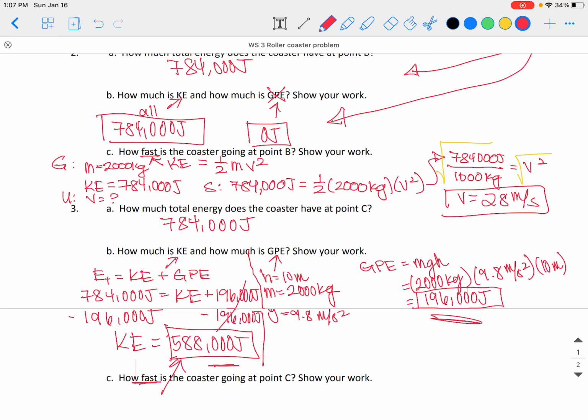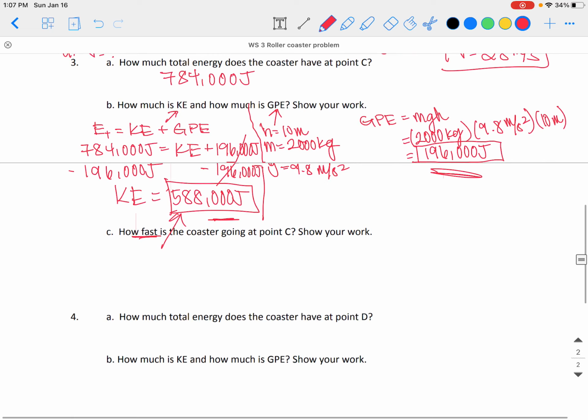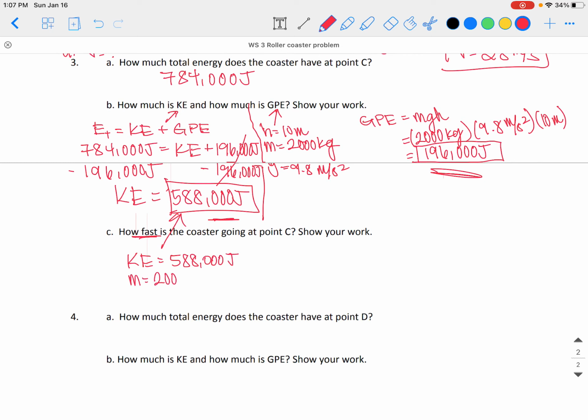We know the total energy. So kinetic energy is equal to 588,000 joules. We still know the mass is 2,000 kilograms, and we're solving for the velocity. So I'm using my kinetic energy equation: 1/2 mass times velocity squared. 588,000 joules equals 1/2 times 2,000 kilograms times velocity squared.